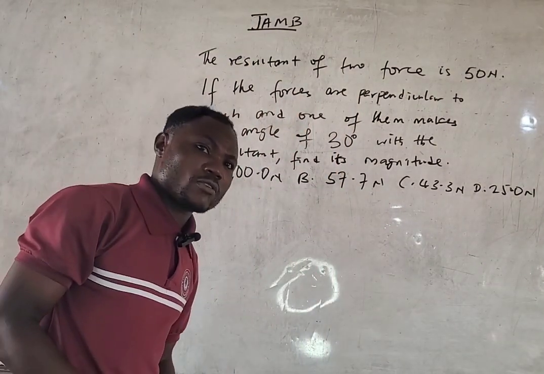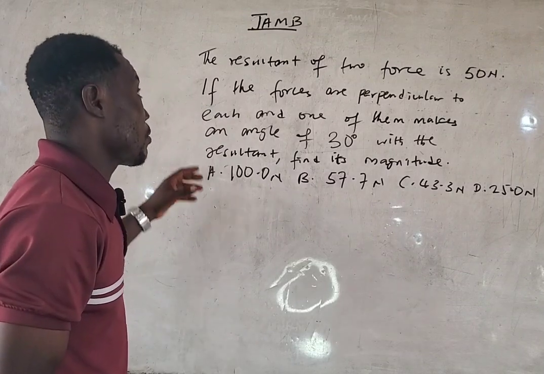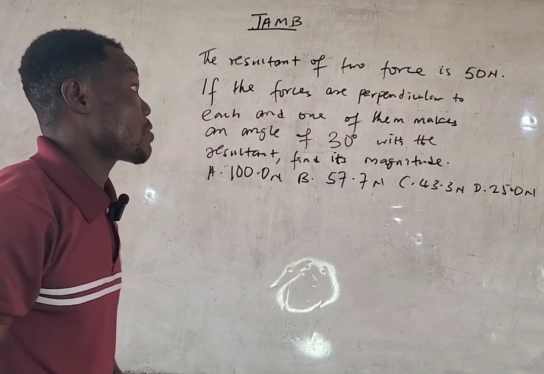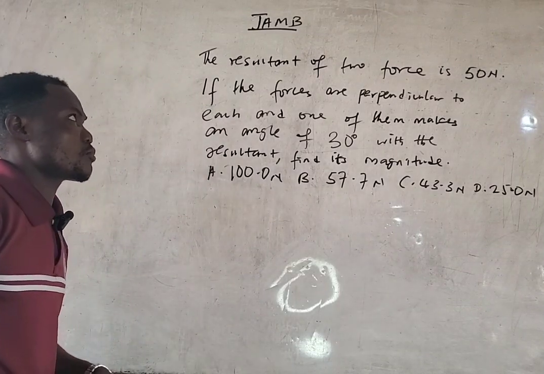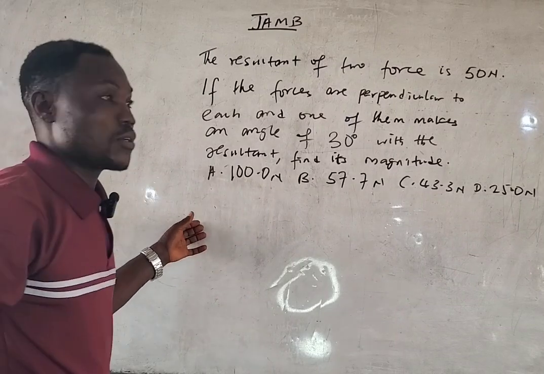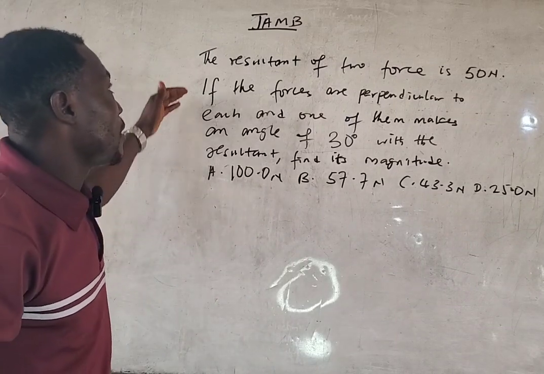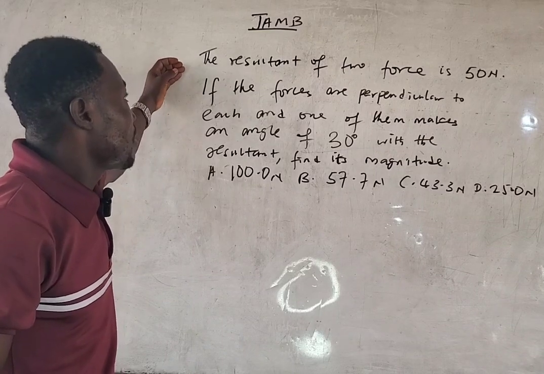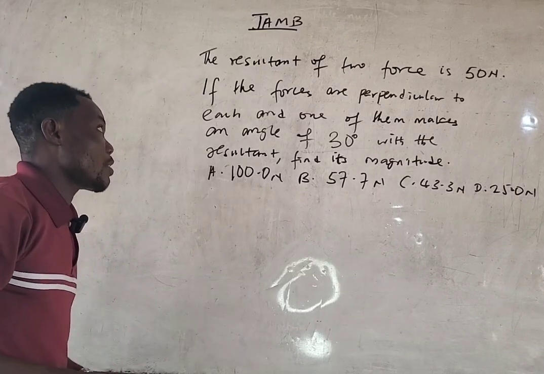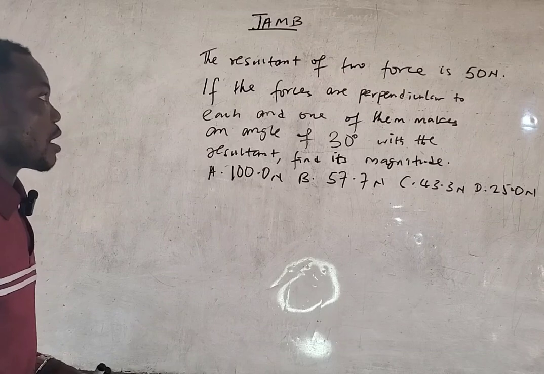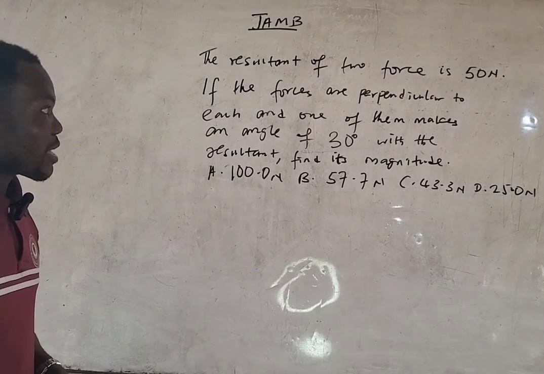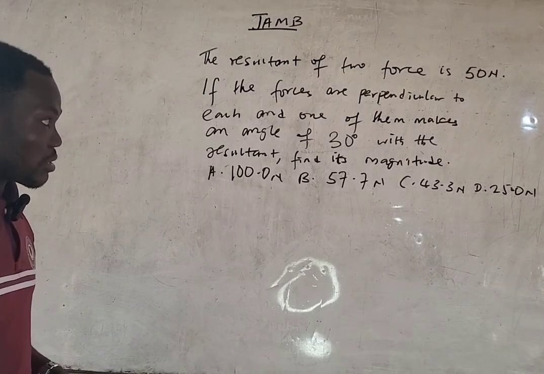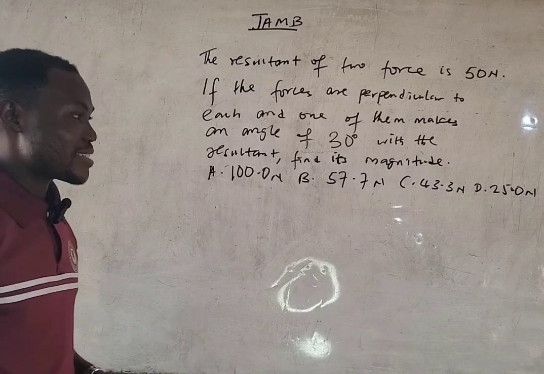So in today's video, we're looking at one of the problems from JAMB past questions. This is JAMB 2013. So we have a problem here. The resultant of two forces is 50 Newton. If the forces are perpendicular to each other, and one of them makes an angle of 30 degrees with the resultant, find its magnitude.